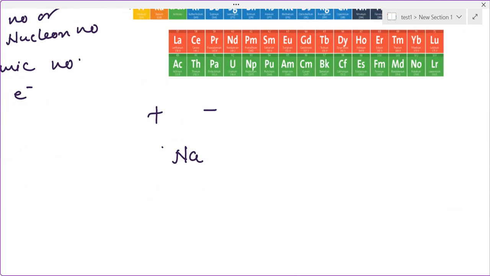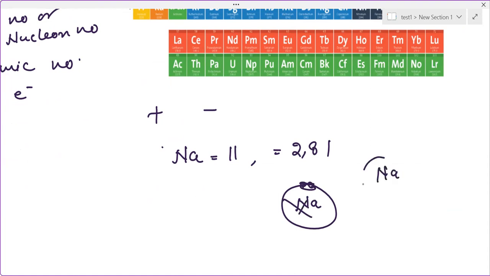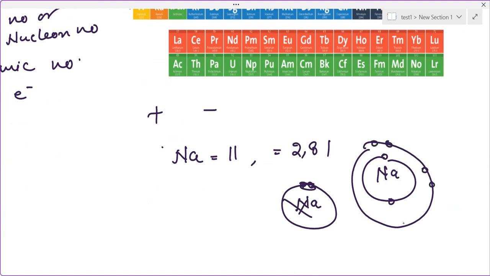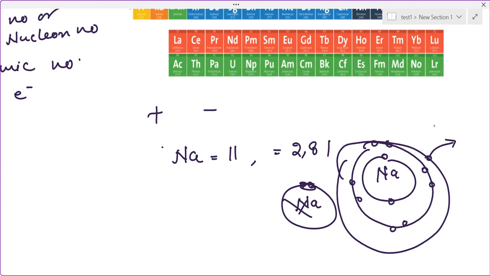Sodium, when we talk about sodium metal, has 11 electrons, so its electronic configuration will be 2, 8, 1, right? When we arrange these electrons, it will be like this: 2, 8 and 1. So what will sodium do? It needs to lose one electron to fulfill its outermost shell, as it requires 8 electrons in the outermost shell. It needs to fulfill its octet.